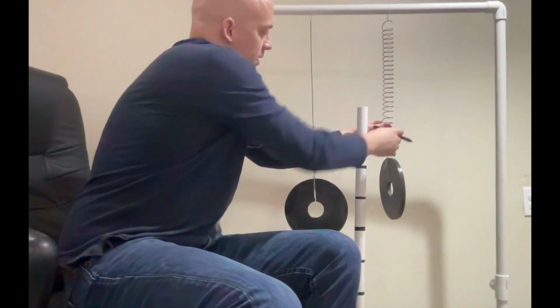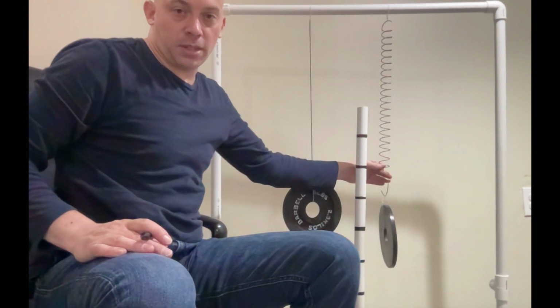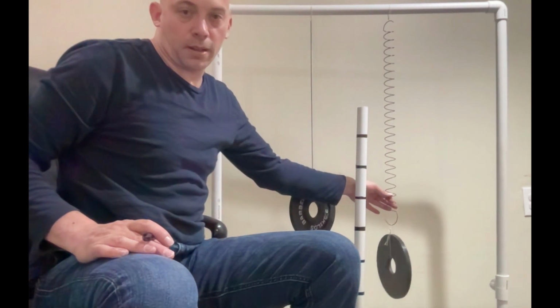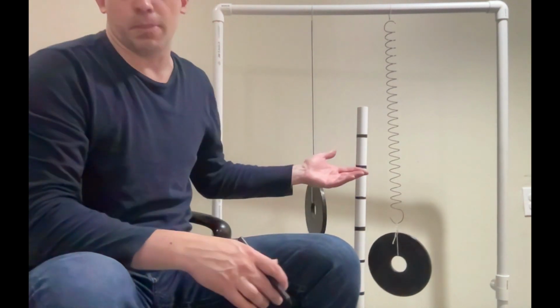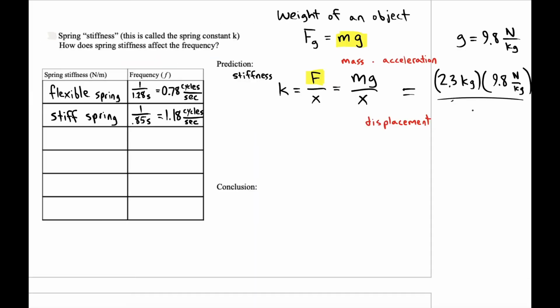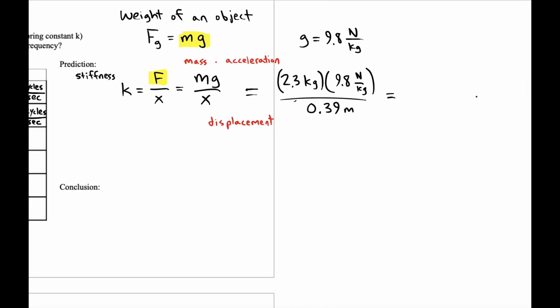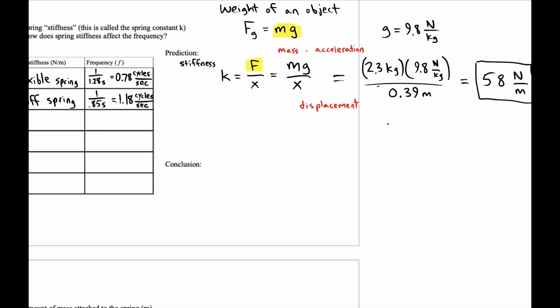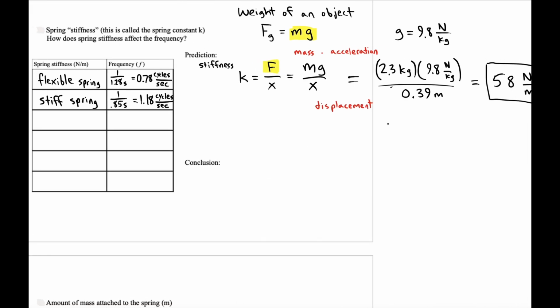So that's 10 centimeters, 20 centimeters, 30 centimeters, about maybe 39 centimeters of displacement. So we need to turn that into meters. So that's 0.39 meters. Therefore, if I calculate that, I estimate the spring constant of the flexible spring to be about 58 newtons per meter. And now let's just do the same calculation for what I call the stiff spring.